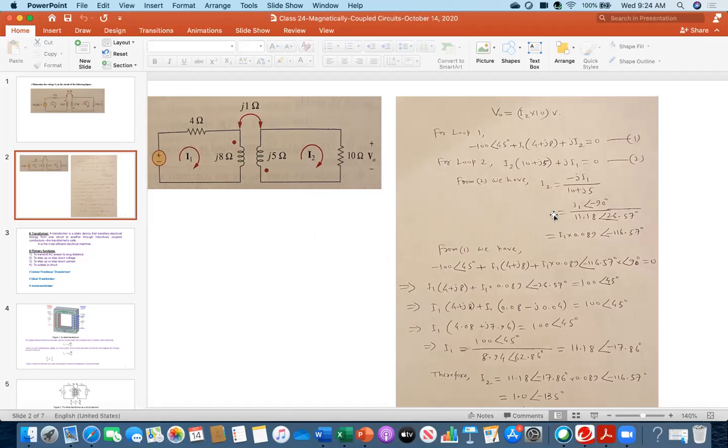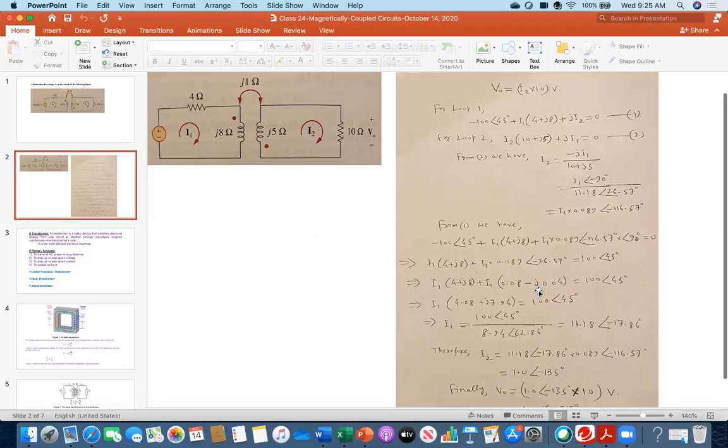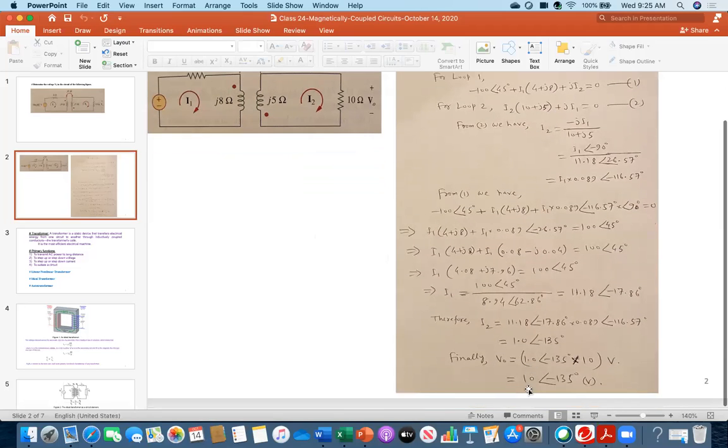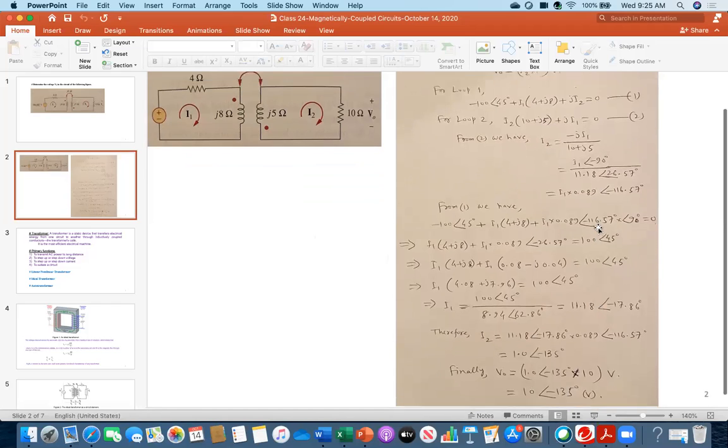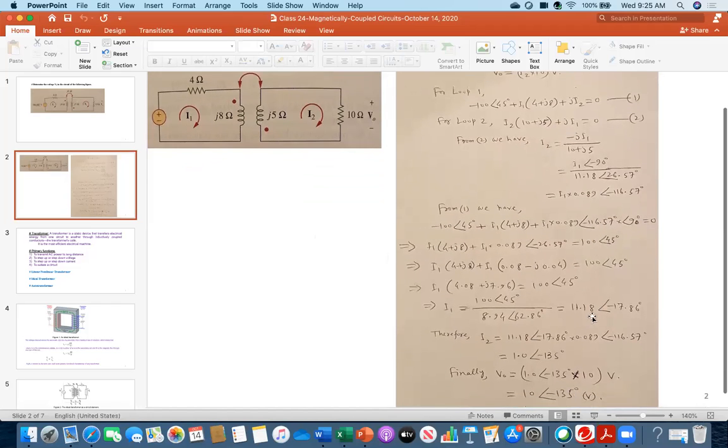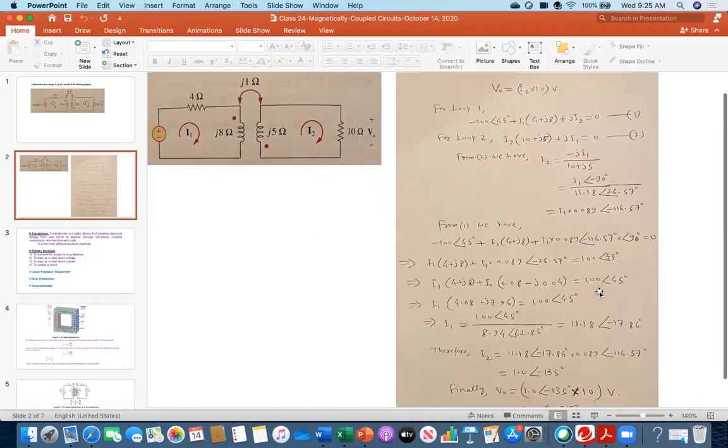Okay, so have you all written down those two equations, equation 1 and 2? And then can you please calculate and make sure that you all get the 10 at an angle of minus 135? You just do it on your pen and paper and then show me that you are getting the same result. So make it a practice.